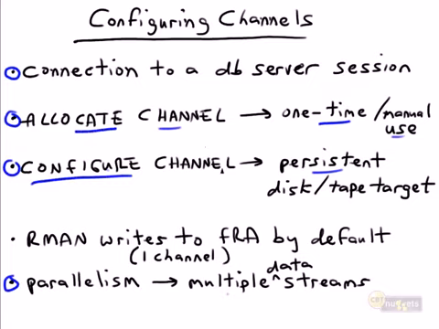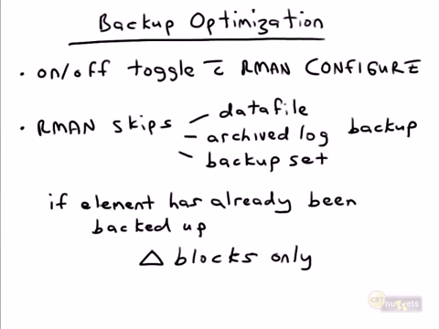Configuring channels doesn't have to be that difficult. Before we jump into the demo, one final subject, and that is the exam objective called backup optimization. As I mentioned in the introductory slide of this nugget, backup optimization is essentially a toggle switch. You use the RMAN CONFIGURE command to turn backup optimization either on or off.